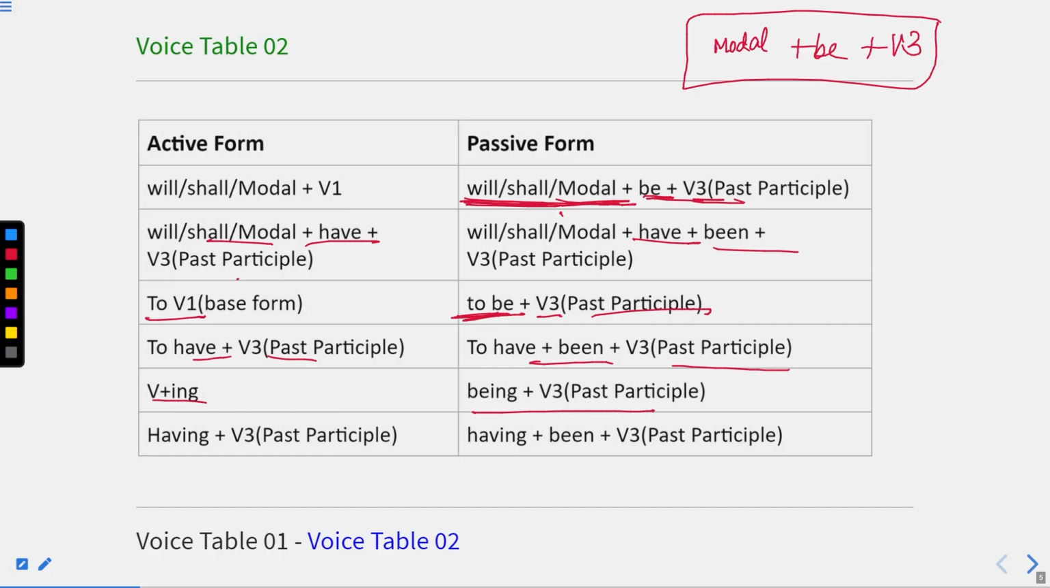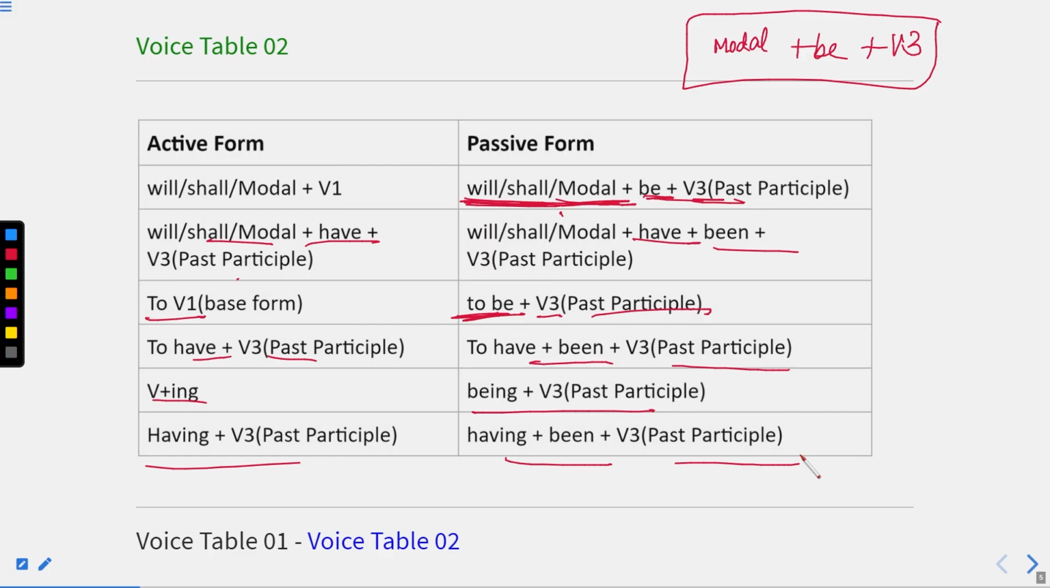Verb plus ing: being plus verb third form, having plus verb third form, having been plus verb third form. So these are the structures that we should follow. Now, whenever we require these tables, we'll get back to these tables while doing the questions and answers.